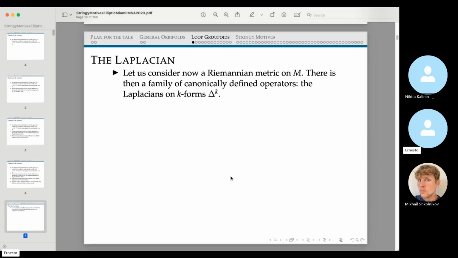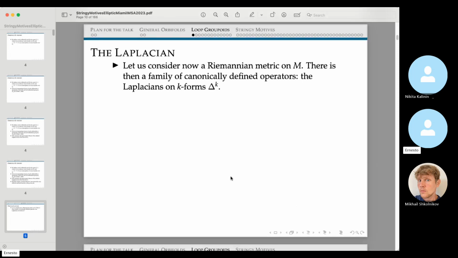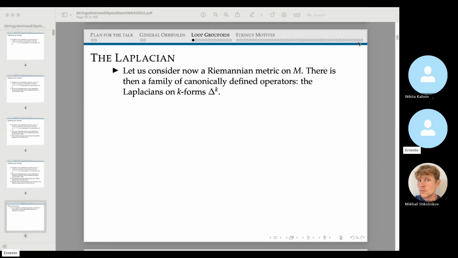Well, now let's move on to the content of this new talk. The way to go about it is to consider the Laplacian. The Laplacian is kind of a toy version of a quantum field theory. So I'm going to consider the Laplacian as the simplest version of a quantum field theory. For this, we have to introduce a metric. And as always, first we recall the situation on a manifold, and then we see what happens on an orbifold.